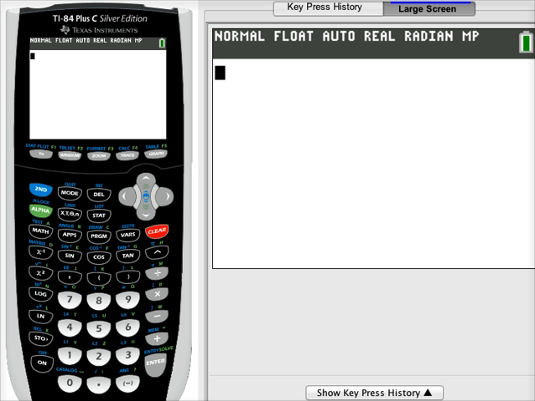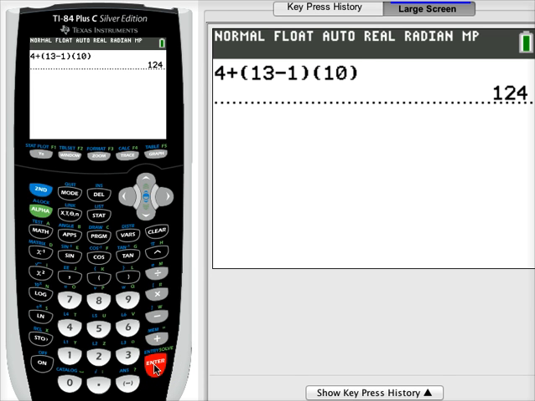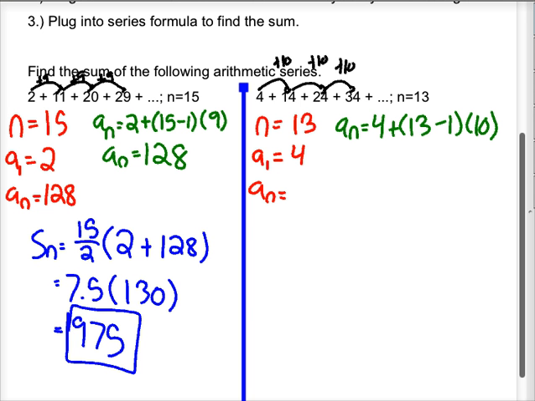So that can just be plugged straight into the calculator. Now this time I'll show you how to do that. So 4 plus 13 minus 1 times 10. I want parentheses completely around the 10. So if you type it in just like that, just as I had it written on the board, press enter and it'll give you that future term just like that. So my future term is 124.